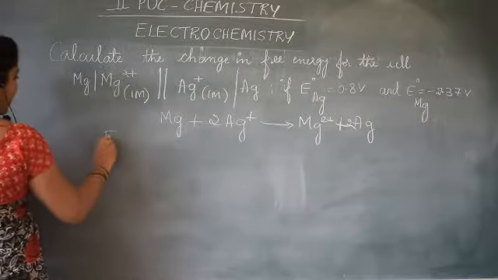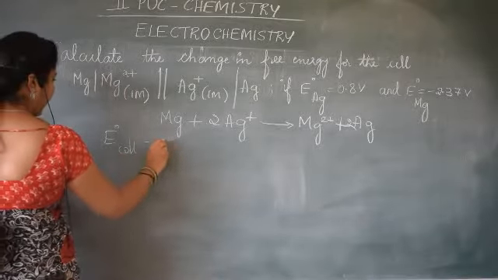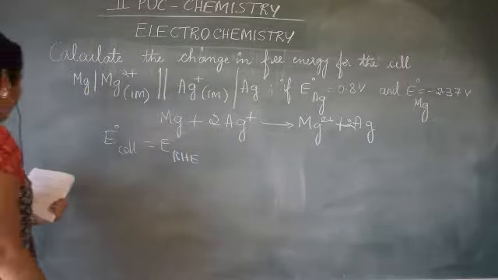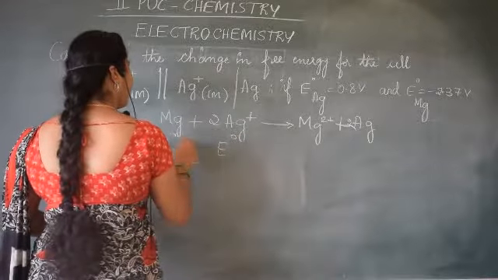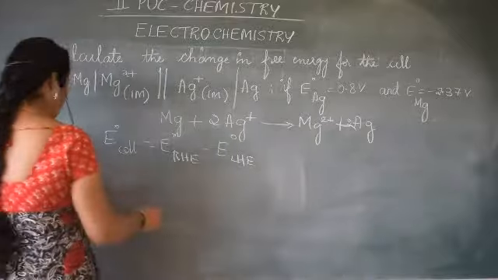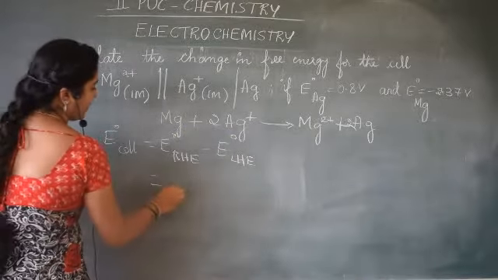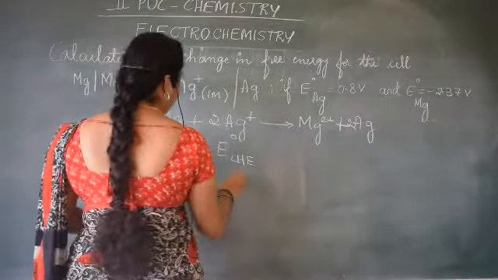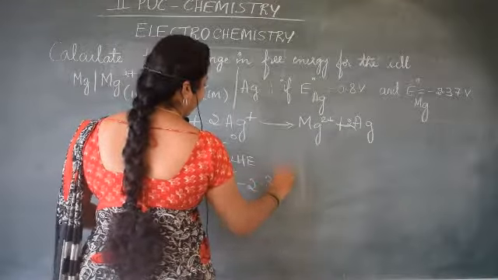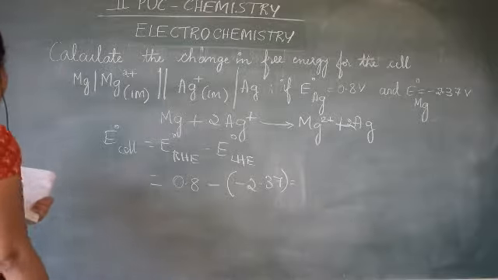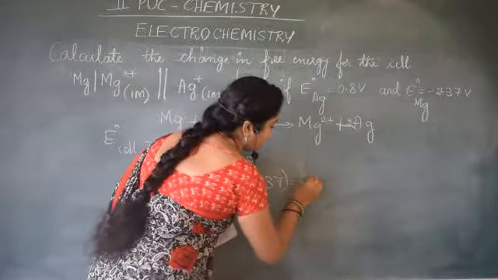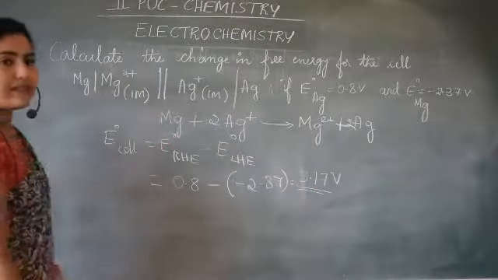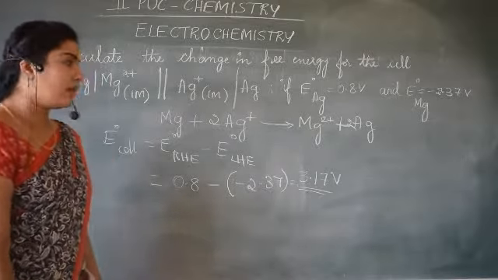First we have to calculate E naught of cell. Electrode potential of the right hand electrode minus E naught of the left hand electrode, which is equal to 0.8 minus of minus 2.37, where you get the value of E naught of cell as 3.17 volt. Now you have got E naught of cell.